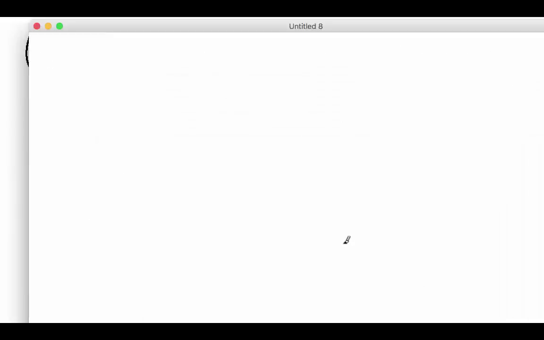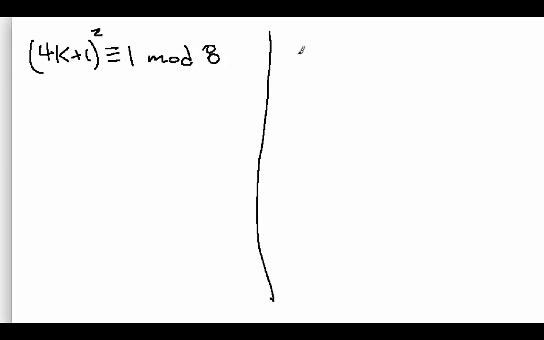So let's consider we have two cases to look at here. I want to talk about 4k plus 1 squared being congruent to 1 mod 8. And I also want to consider the other case, which would be 4k plus 3 squared congruent to 1 mod 8. And see what we can do about that.